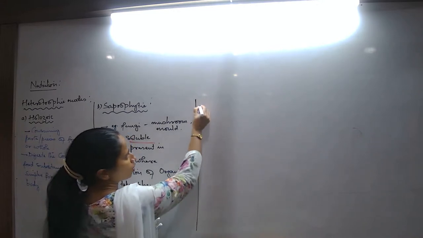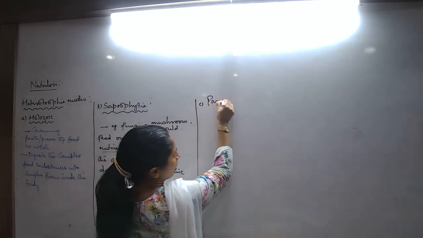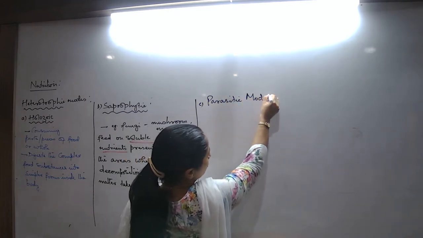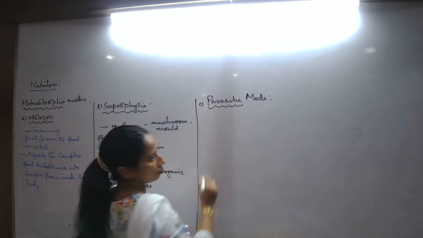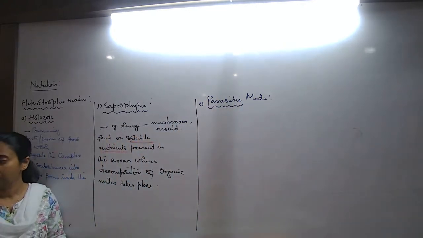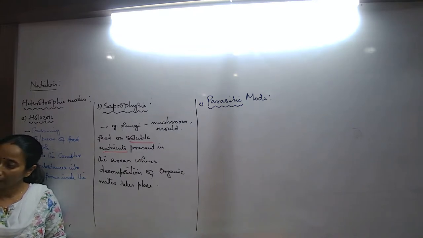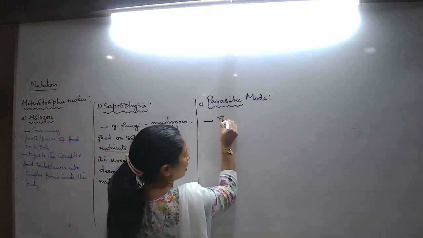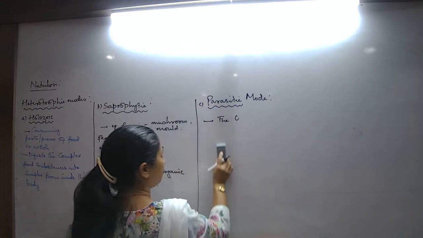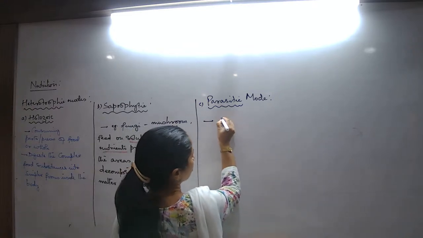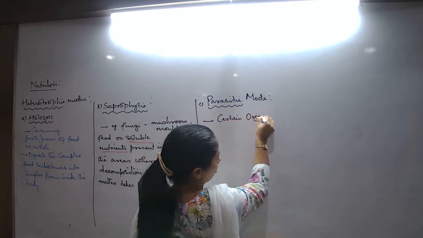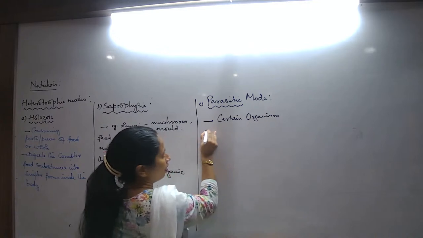The third type, you probably know much better. If I talk about parasitic, now what about the parasitic mode? Can you tell me one feature of the parasitic mode? Parasitic mode is also quite similar, like the saprophyte. There's a host needed, no? And what can be some of the differences if I talk about the parasitic mode of nutrition, certain organisms obtain nourishment.